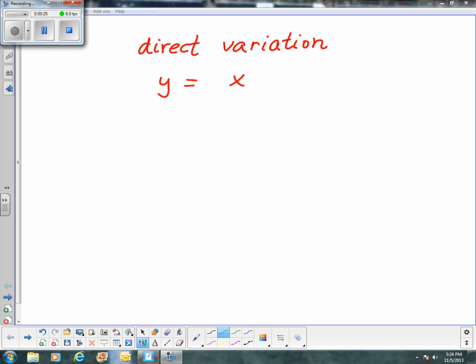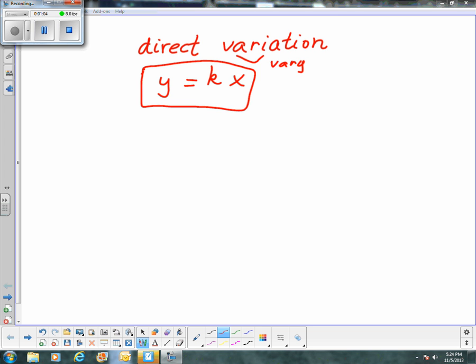And variation has the word vary. And if something varies, it changes. And we're going to have the variable k there, which will be what determines the change. So y equals kx is the formula for direct variation. If it's in this equation, the two quantities are a direct variation. Notice that there are no addition or subtraction signs involved in this.